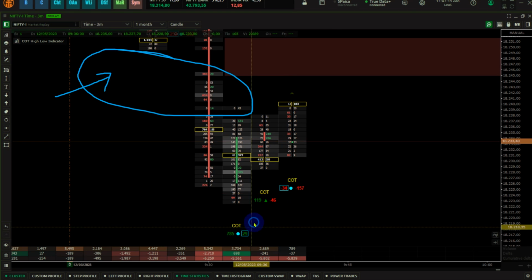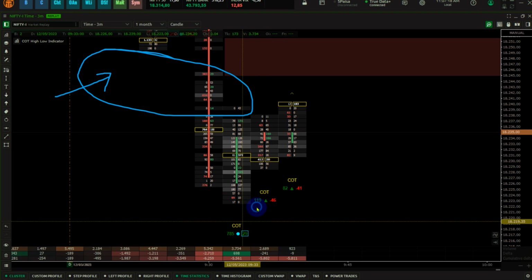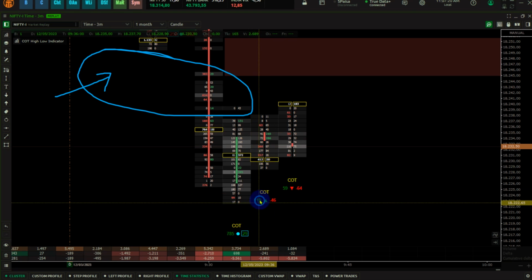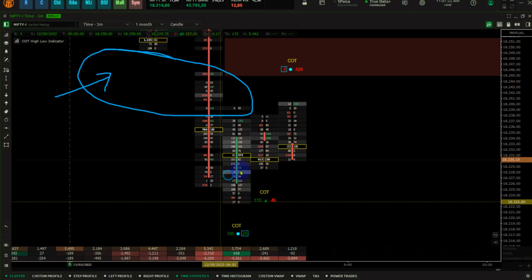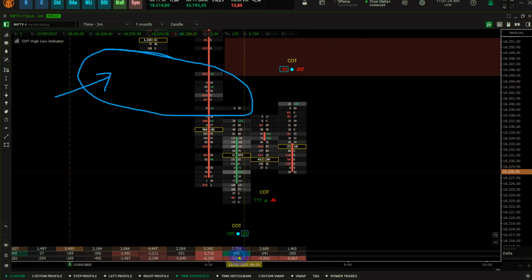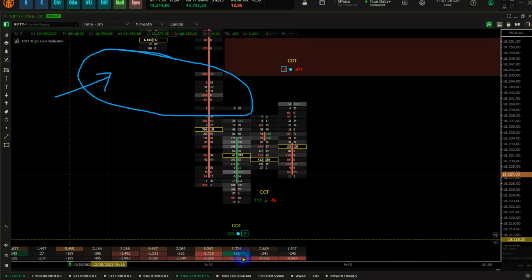Okay, so let's move ahead. Again we see now buyers stepping in at the lows. The buyers have started stepping in, and for the first time in the whole day, the delta was positive.